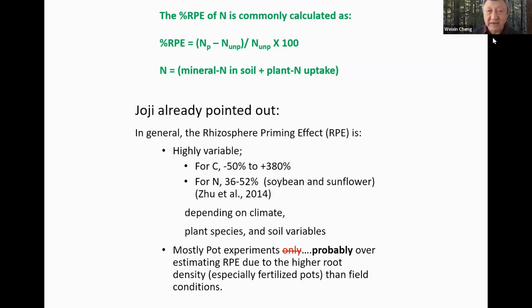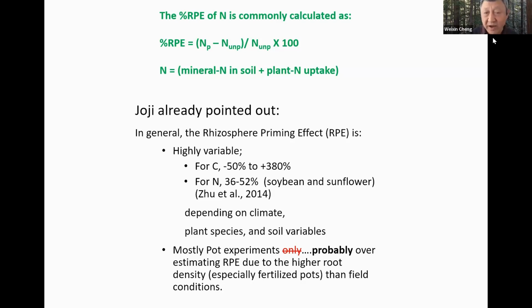So Juji already mentioned in the last seminar, in general, the rhizosphere effect is very variable. For carbon, for soil organic carbon decomposition, it can vary hugely. Some studies show that when you have live roots, it can change the decomposition rate of organic matter, sometimes you're getting a reduction of decomposition by 50% and to as high as 380% increase. That's nearly fourfold increase of soil organic matter decomposition because you have roots in it. All right, so it's hugely variable. For nitrogen also varies quite a lot.